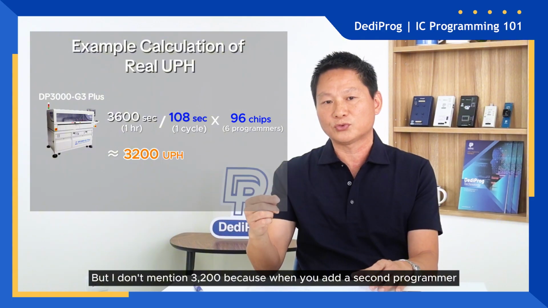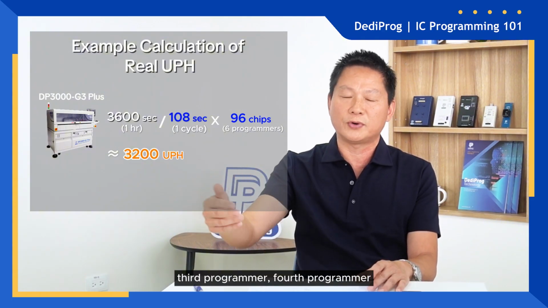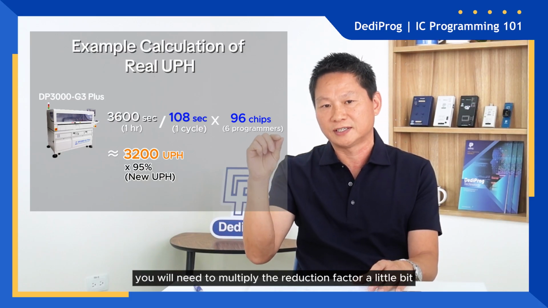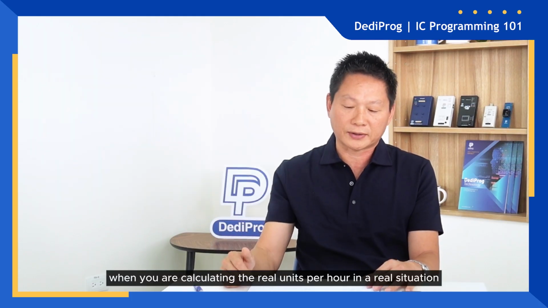But I don't say exactly 3,200 because when you add a second, third, or fourth programmer, you need to multiply by the reduction factor a little bit. So that is the rough calculation when you are calculating the real unit per hour in the real situation.